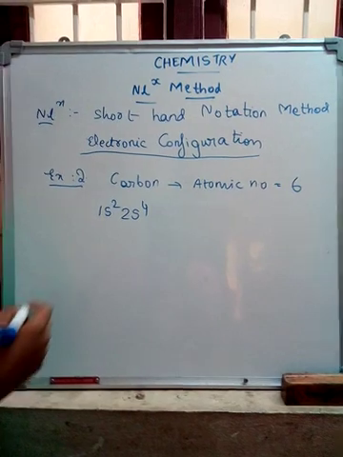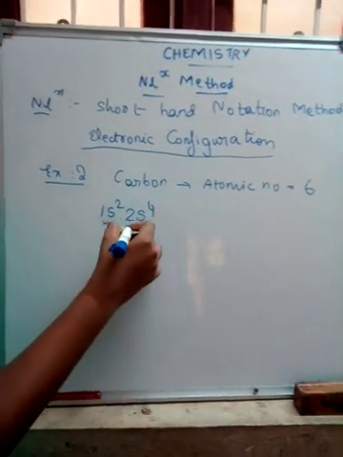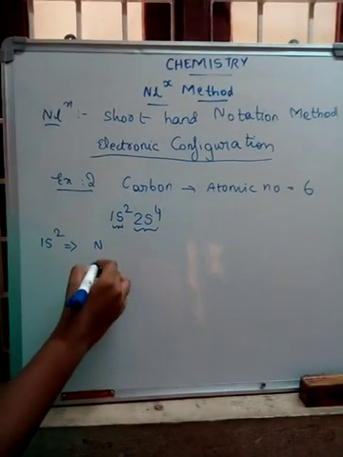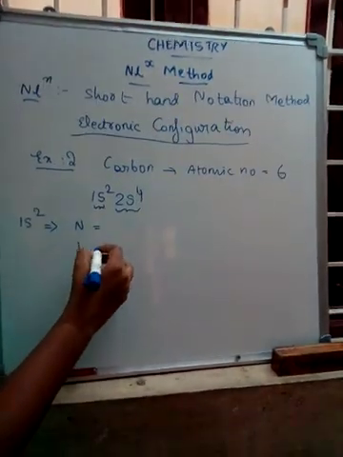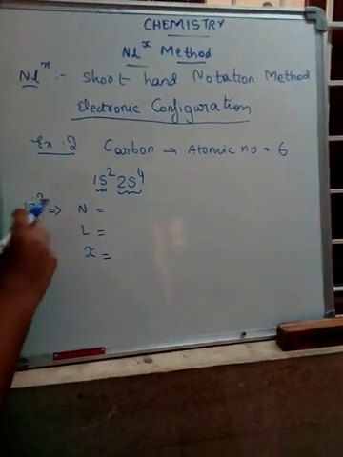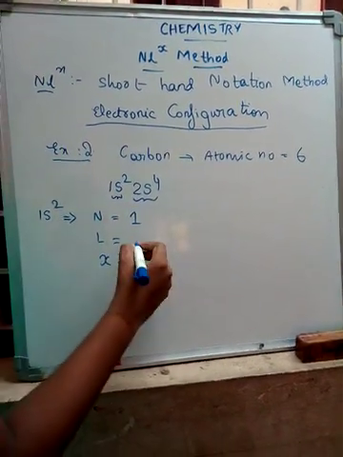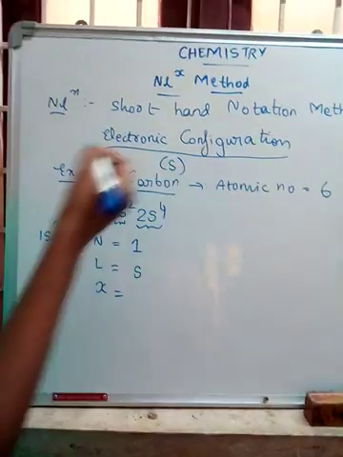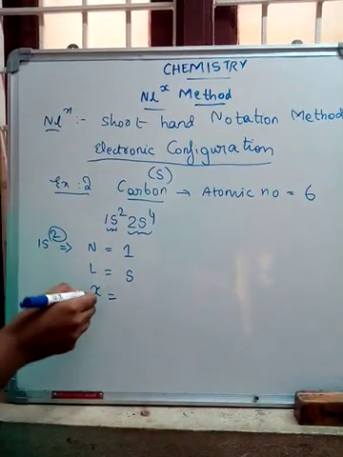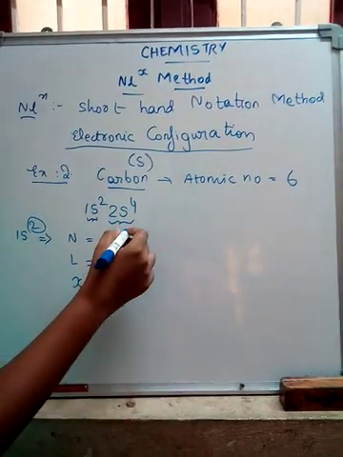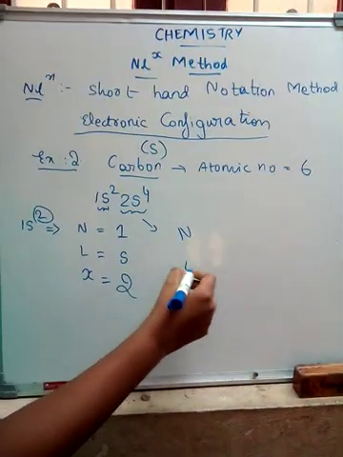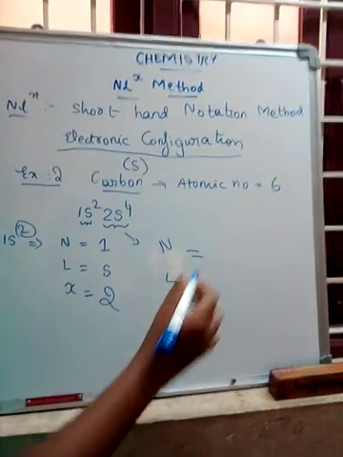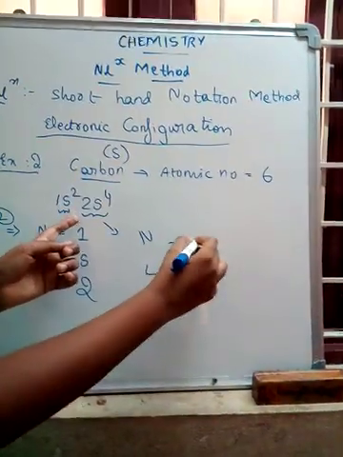Now let's write the NLX method for the two parts individually. First for 1s2, we have to write NLX like this: N will be 1 and L is S. Carbon here is also in the S subshell. The number of electrons is X, which is 2 here. Now for 2s4, N, L, X. N is 2 here.